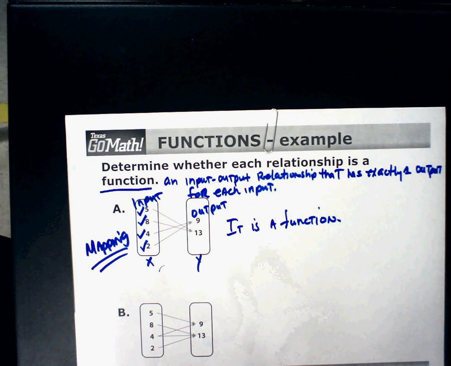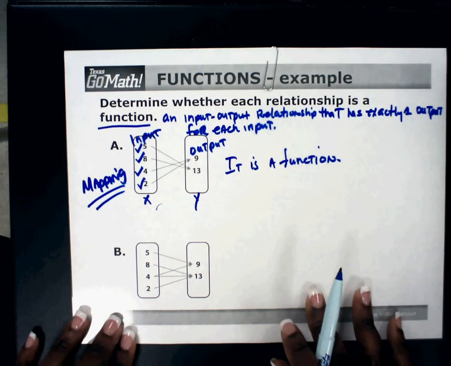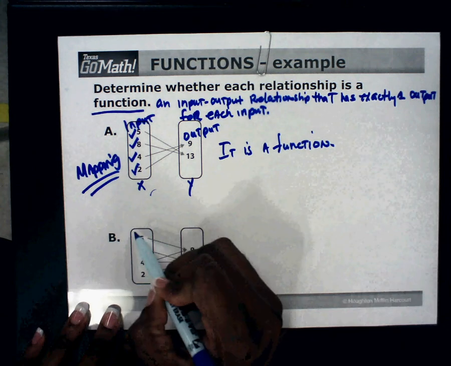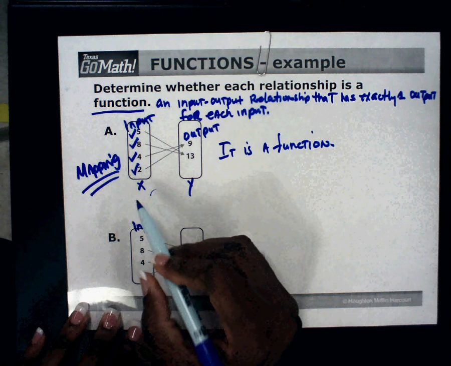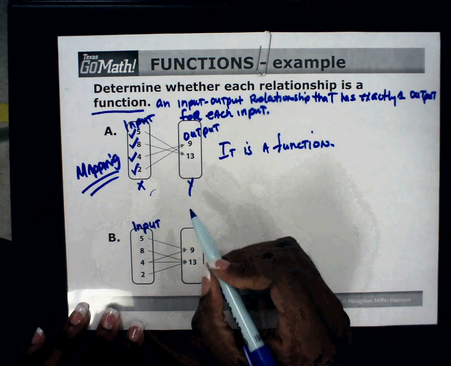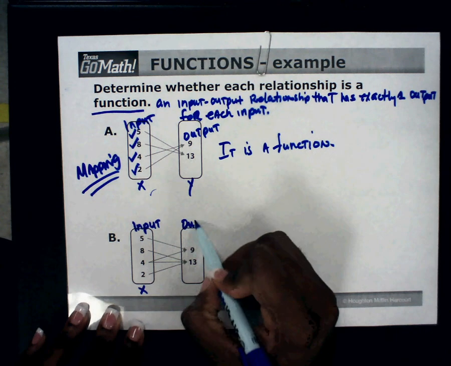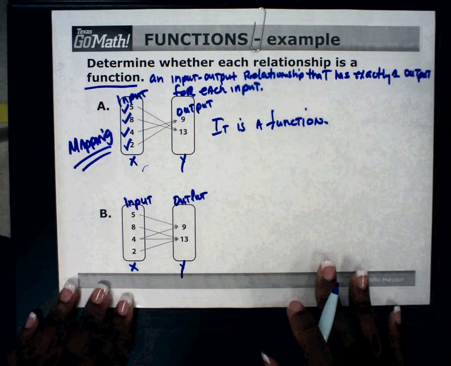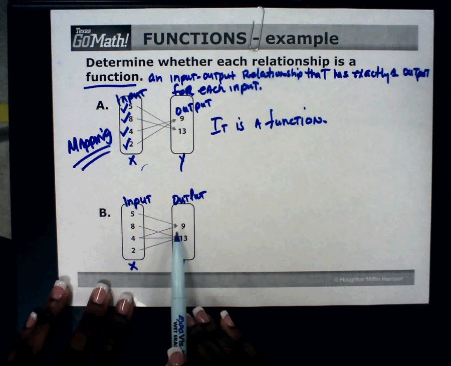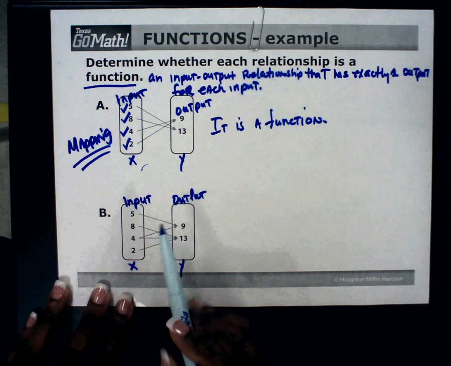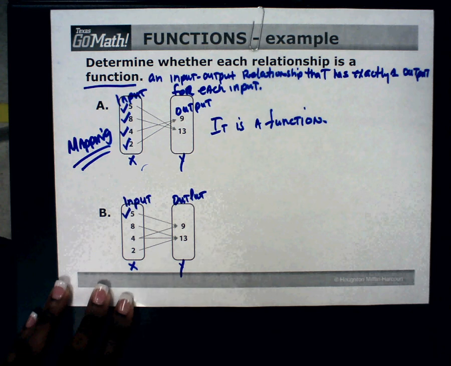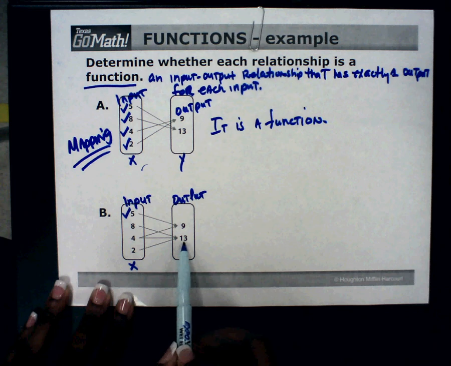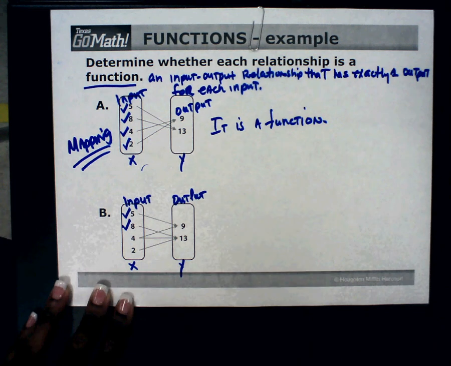Okay, so now let's move on to the second one that we have, and we're going to do the same thing. We're going to look at that input-output relationship. So that's our input, which represents X. Our output represents Y. Okay, so if we look at our first input, which is 5, it's mapped to only 9, so this one will work. Then we move on to 8. 8 is mapped only to our output of 13, so that one's okay. Then we get to 4.